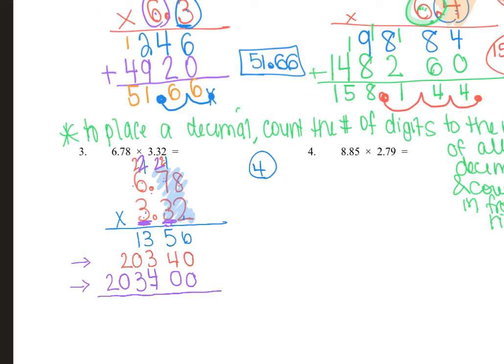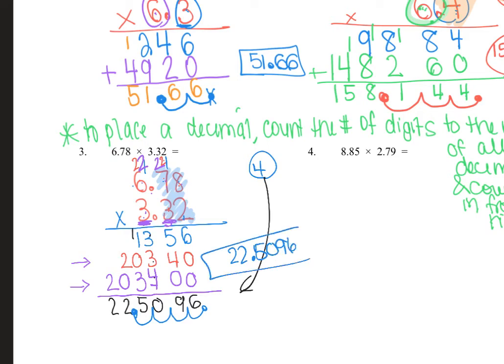So that's a 6. All right, now I'm going to add. So I have 6, 9, 10, 5, 2, 2. But I know I have 4 decimal places, so I'm going to place it, and then I'm going to go 1, 2, 3, 4. So my answer is 22.5096, or 22 and 5,096 10,000ths.